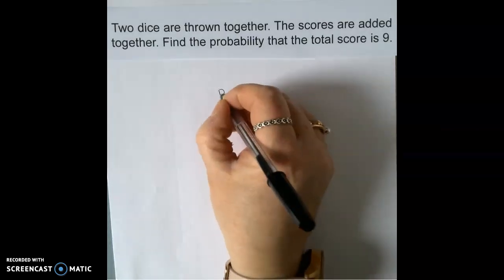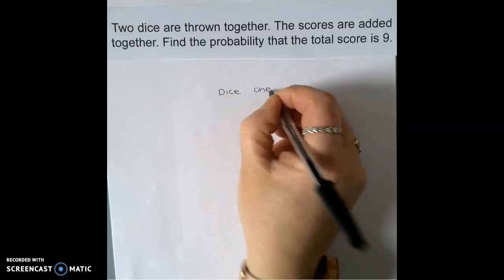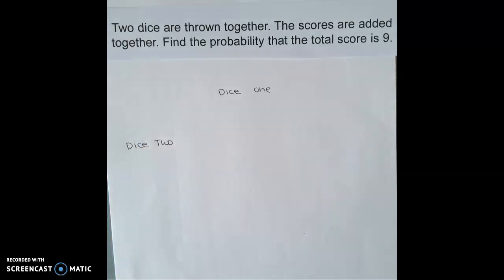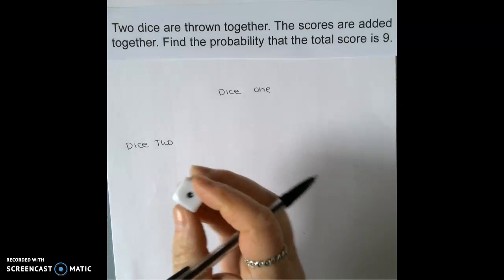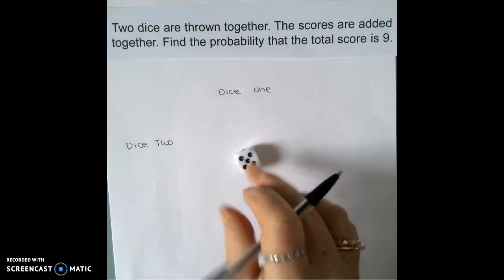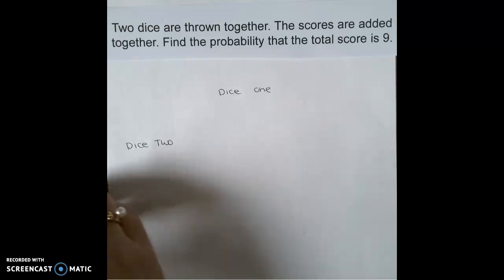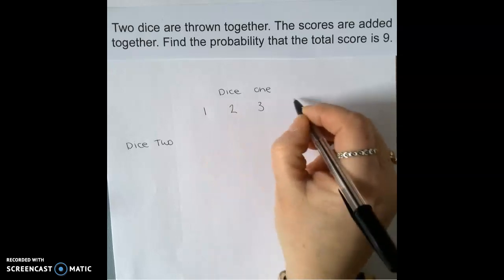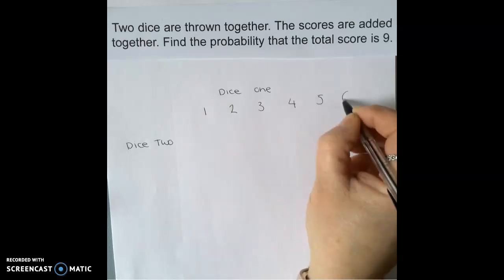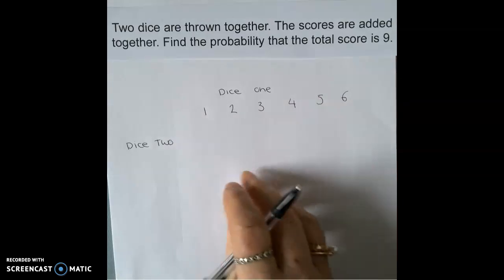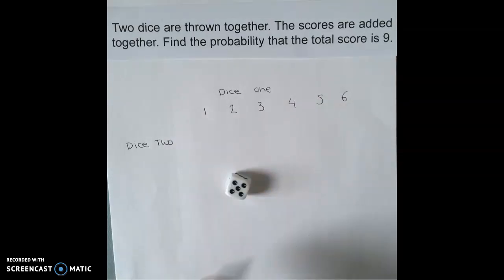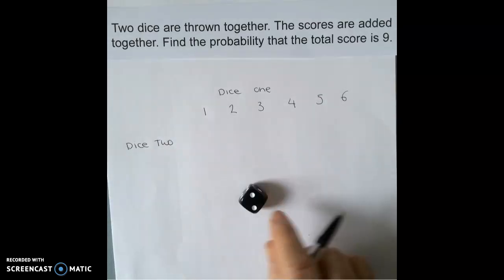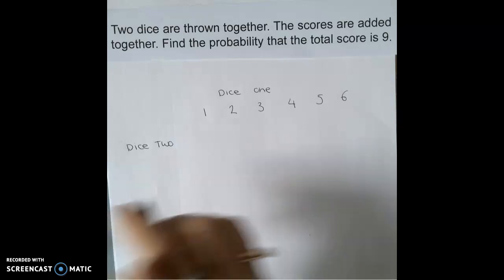So we can have dice 1 at the top, though it doesn't matter if it's at the top or if it's at the side, and dice 2 at the side. We know that each dice has 6 different faces, each with a different number on. So we could score a 1, a 2, a 3, a 4, a 5, or a 6 with dice 1. Okay, any of those faces could come up. And the same with dice 2. We could roll dice 2, and a 1, a 2, a 4 can all come up.